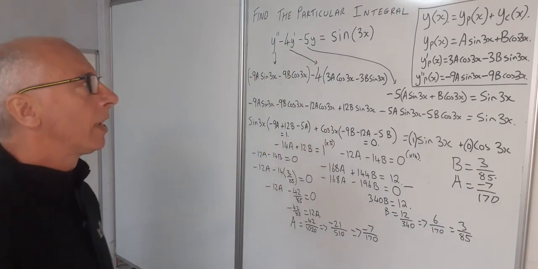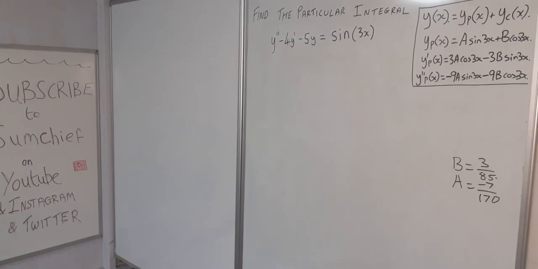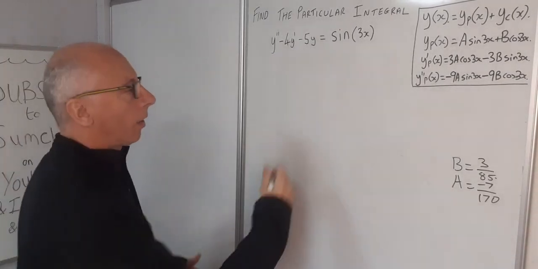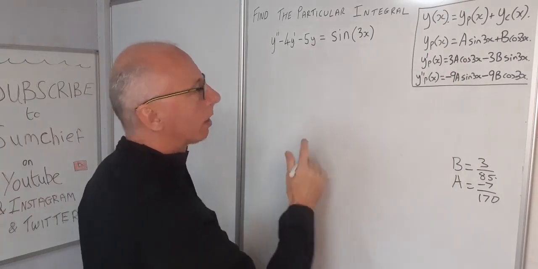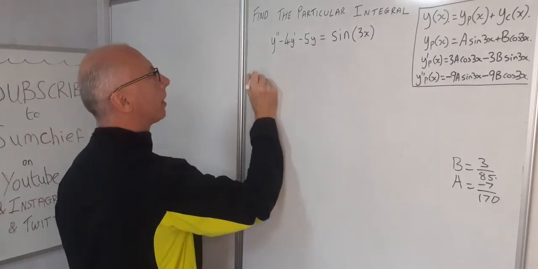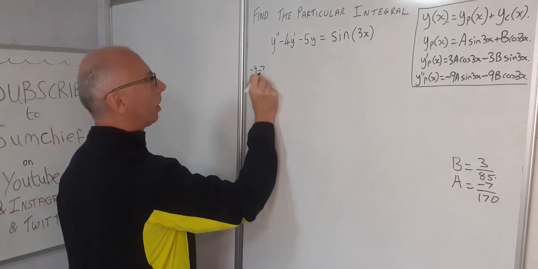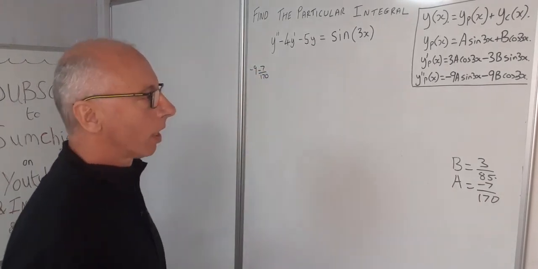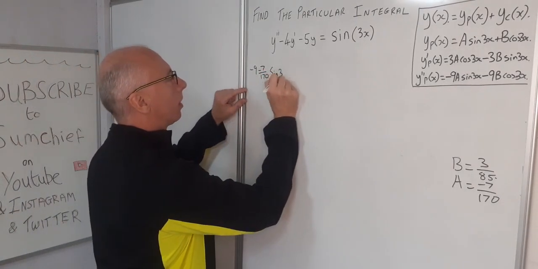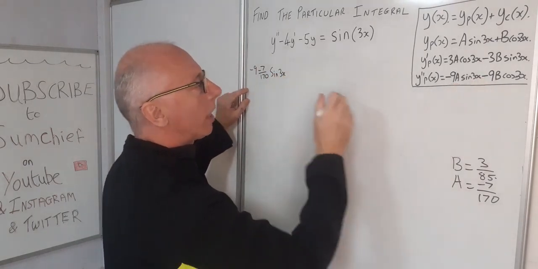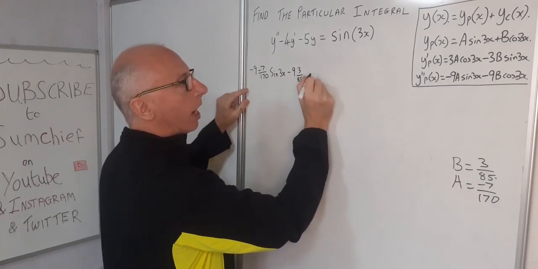So let's type that in here. Okay, so now I'm ready to put up my particular integral. So I'll rip this off the board and then put that in. Okay, so now I've got my a and my b. I can now write my particular integral up in here. So I've got y prime is minus 9 times a, which is minus 7 over 170, and then I've got sine 3x. And then I've got minus 9b. So minus 9 times 3 over 85. And that's cosine 3x.